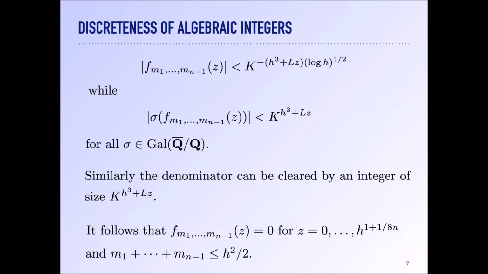So I started with order of vanishing h squared at all these points, z equals 1 through h. And now I'm getting vanishing not all the way up to h squared derivatives, but up to h squared over 2, because I need each of those derivatives to have h squared over 2 derivatives to make this argument work. So for half as many derivatives, you get an expanded amount of vanishing. Okay.